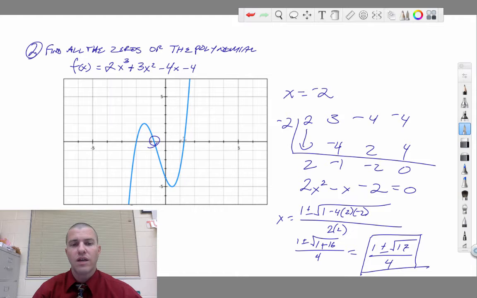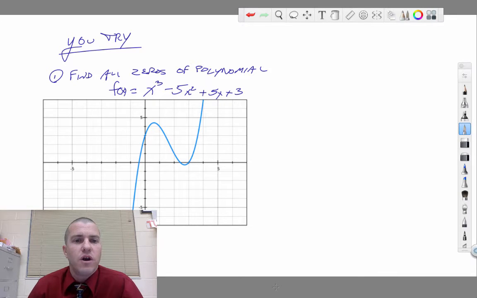That would give me these two values, between 0 and negative 1 and between 1 and 2. There should be 3 total, so these are 2 of them, and the one given, the negative 2 from here, was the third one. Okay, so go ahead and try this one on your own. Notice that it is hitting 3 times, 1, 2, 3. But you can only get one exact 0 out of this.